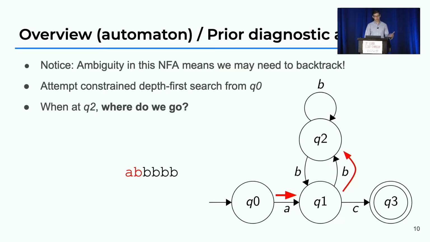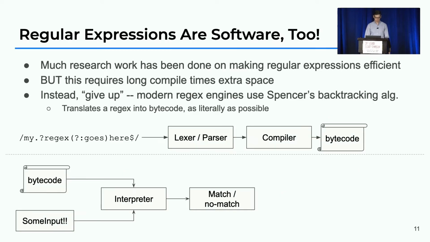Generally speaking, these prior diagnostic attempts are attempting to look for these types of ambiguities and pattern syntaxes. But in fact, this actually isn't how modern regular expression engines really operate, or at least not the backtracking ones. It turns out that they are a full software system that's embedded within modern languages.